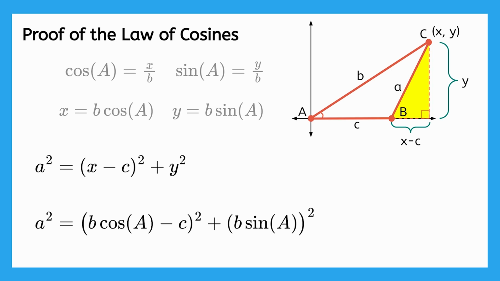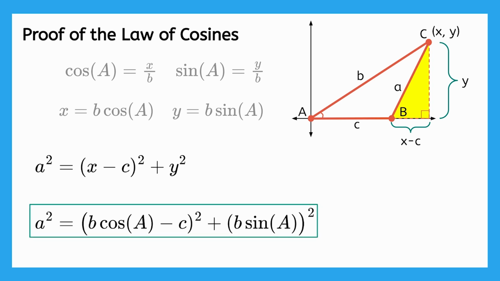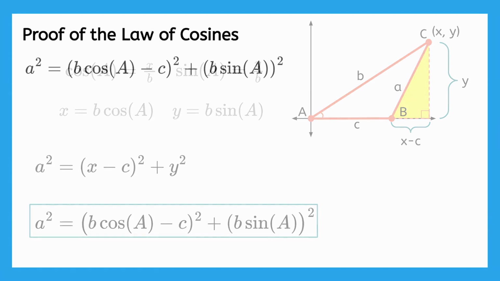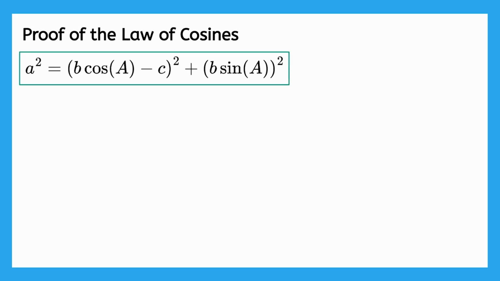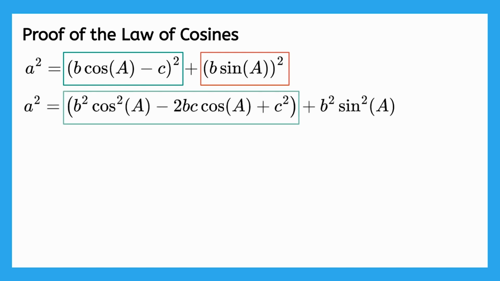Let's remove it so that we have more room to work and focus on simplifying this equation. That's better. Remember, we left off here with an equation derived from the Pythagorean theorem and the sine and cosine ratios. Our next step is to expand each of these squared terms. Expanding the binomial gives us b squared times cosine squared A minus 2bc cosine A plus c squared. And squaring the sine term gives us b squared times sine squared A.